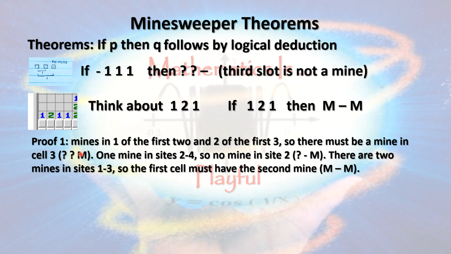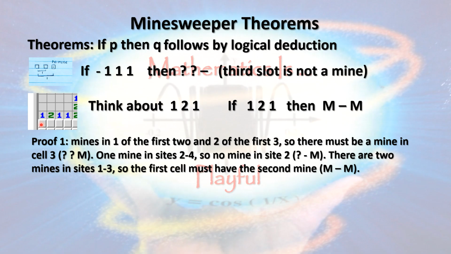Now, the 1 above the mine site says that there is only one mine in sites 2, 3, and 4, so we already have a mine in site 3, that's it. There cannot be a mine in site 2. And then since one of the first 2 sites has a mine, it must be in the first site, giving us mine, no mine, mine.